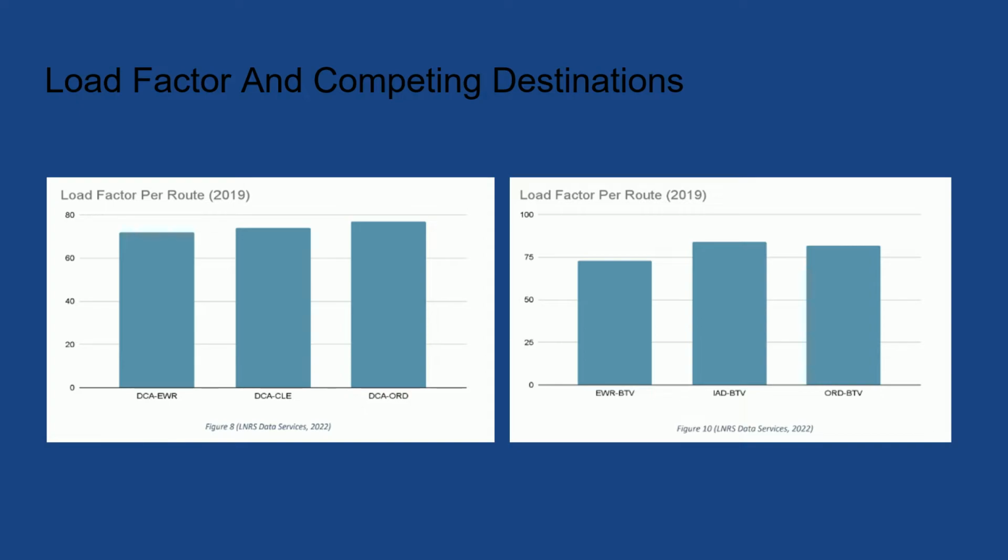On the Burlington side, we compared Burlington to Newark, and then Burlington to Dulles, and Burlington to Chicago. We had very limited options to compare on this because Burlington has so few destinations, with only 13 destinations that they're servicing. We had to choose the right-sized ones that would compete with, or potentially compete with, Washington. And we see that the Newark route is the lowest load factor, again, of all of the routes that we were able to compare.